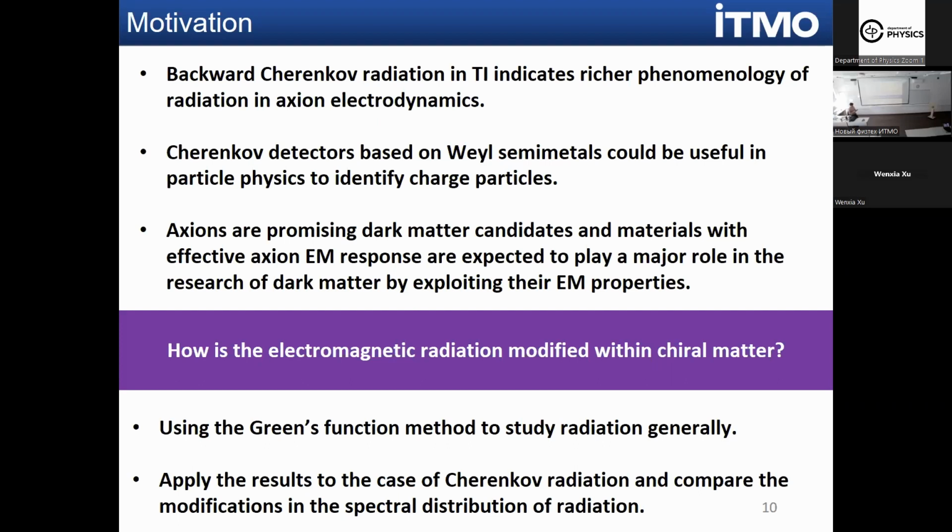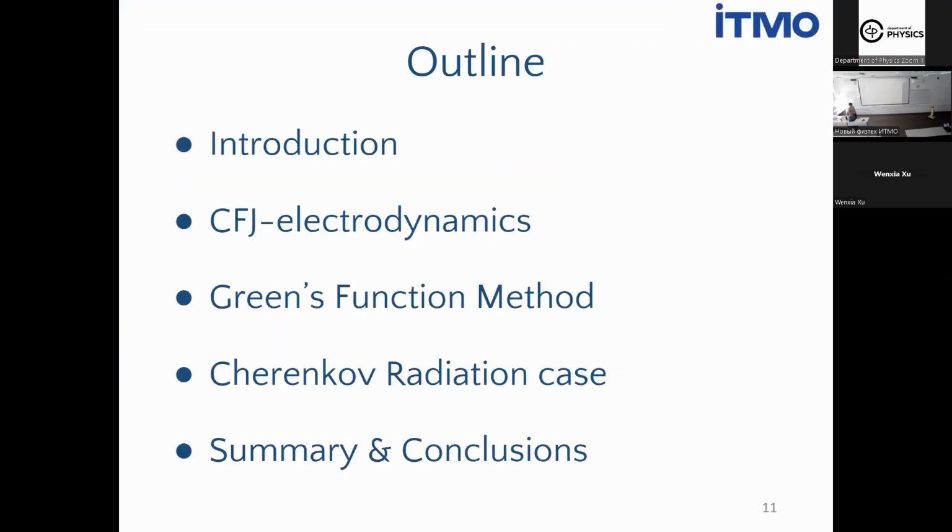So we ask ourselves how electromagnetic radiation is modified within chiral matter. We use a Green's function method so that it can be applied to other sources, not only the case of Cherenkov radiation. And we applied the result to Cherenkov radiation because it was known that it had these richer effects. So this is the outline of the talk. Now I give the introduction. I will give some known results of the CFJ dynamics. I will present the Green's function method we use, and in the final part, I will give you some results for the Cherenkov radiation case we studied.